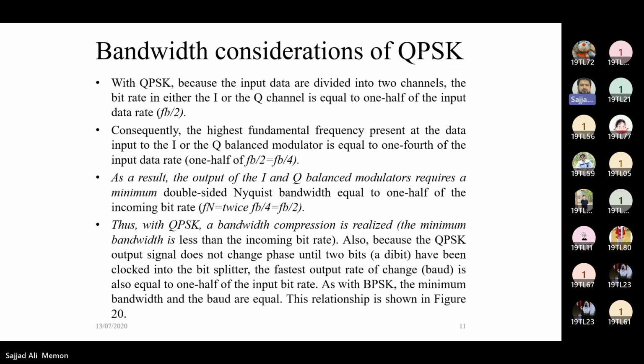As a result, the output of the I and Q balance modulator requires a minimum double-sided Nyquist bandwidth equal to one half of the incoming bit rate. Thus, with QPSK, a bandwidth compression is realized. Also, because the QPSK output signal does not change phase until two bits have been clocked into the bit splitter, the fastest output rate of change is also equal to one half of the input bit rate. As with BPSK, the minimum bandwidth and the baud rate are equal. This relationship is shown in figure 20.